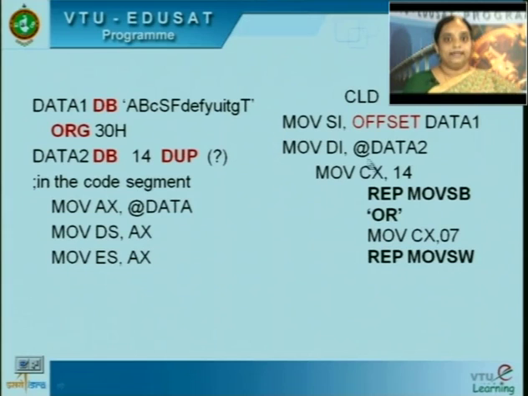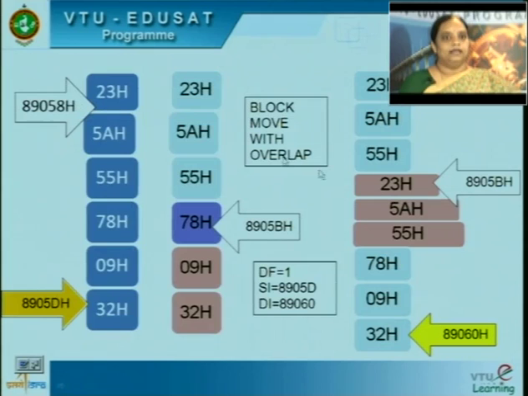Just a single instruction now. REP MOVSB will copy the entire 14 bytes of the string, the characters, to the destination address. So you can use either REP MOVSB, or another style of programming is, instead of MOVSB, if I use MOVSW, the CX, instead of 14, should be loaded with 7, half of the contents. So this is a simple example of block move, wherein the complete data is moved into the destination.